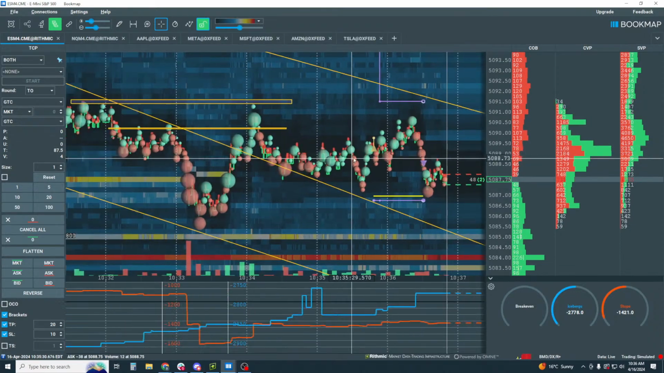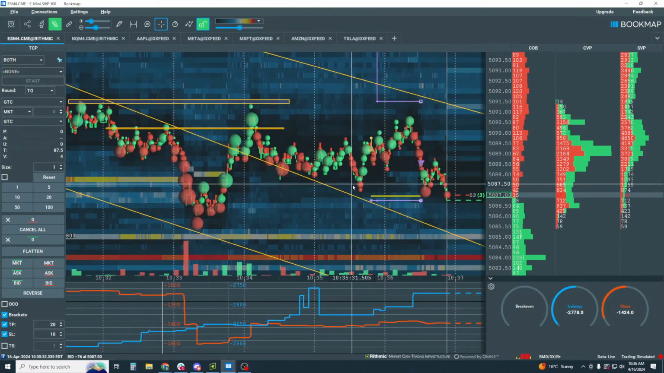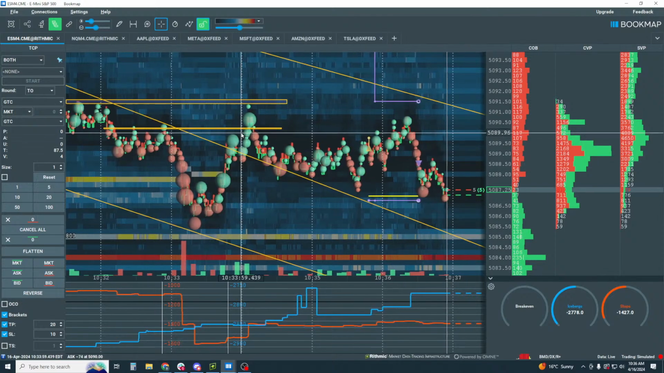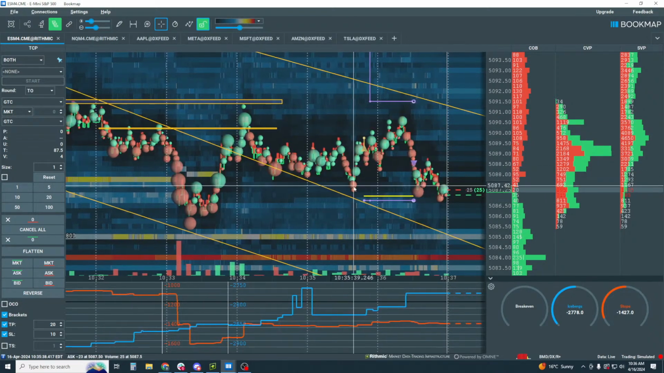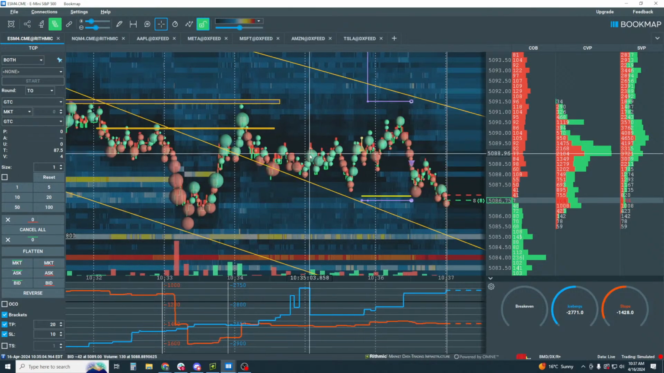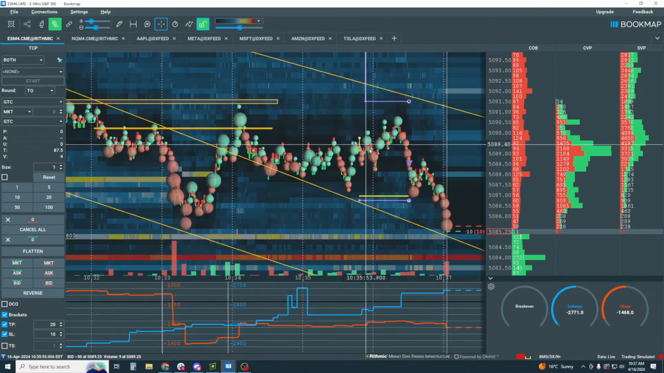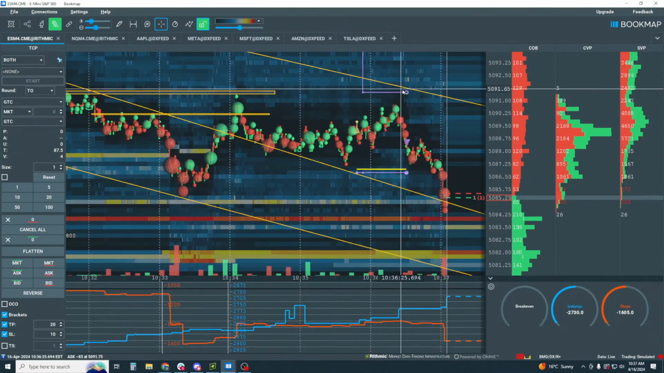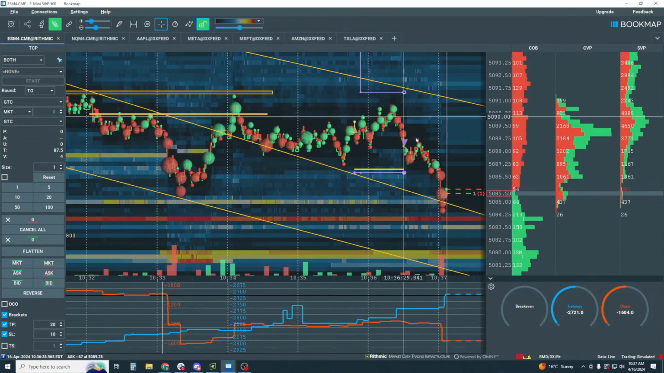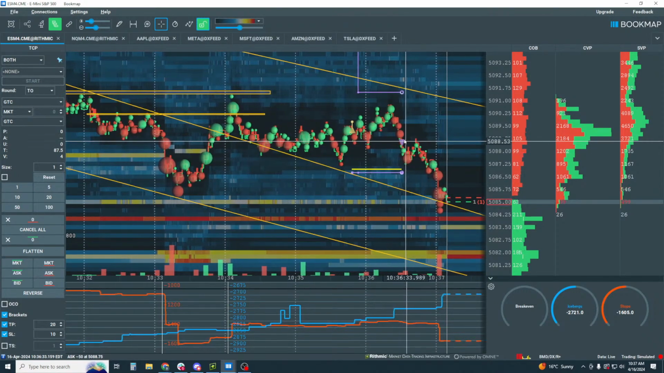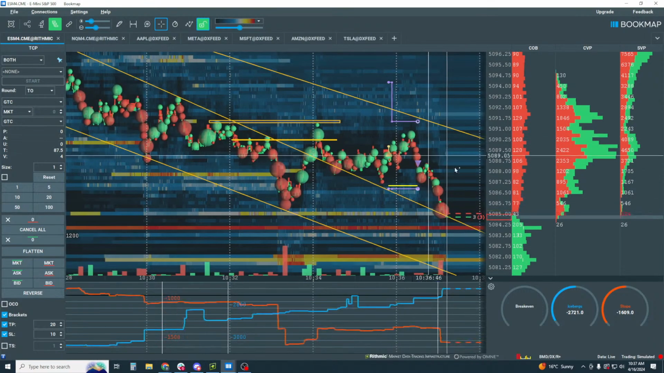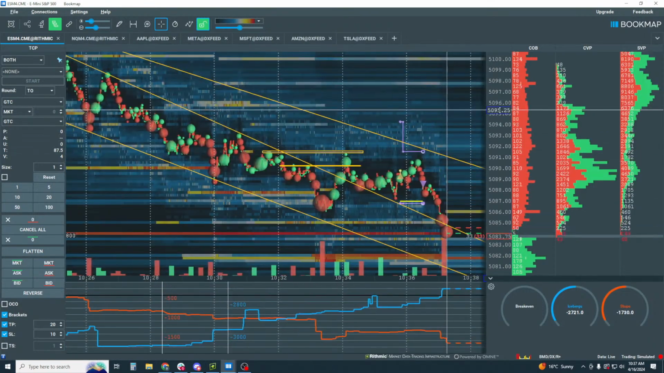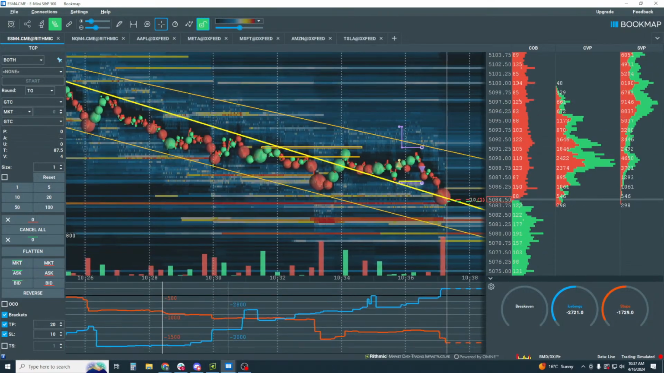So I'm just looking for, it's not really a flag pattern, but the buyers come in, it rejects here. We're starting to see buyers mount in here. I'm looking for that move higher. I didn't get it, I'm out. The market told me something different, so I'm just going to take the small loss on that one.